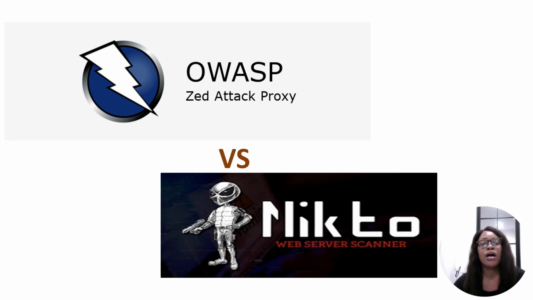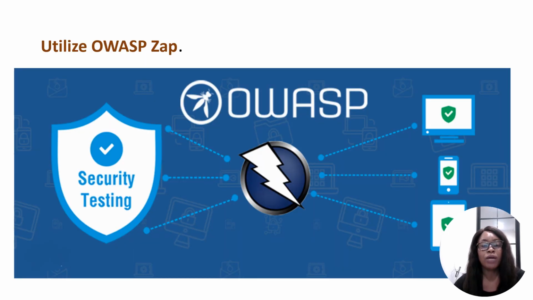OWASP can find vulnerabilities such as compromised authentication, exposed sensitive data, misconfiguration, SQL injection, XSS, among others. OWASP acts as a mediator between the browser and the application, intercepting and analyzing all communications between the browser and the application. My next slide is utilizing OWASP.